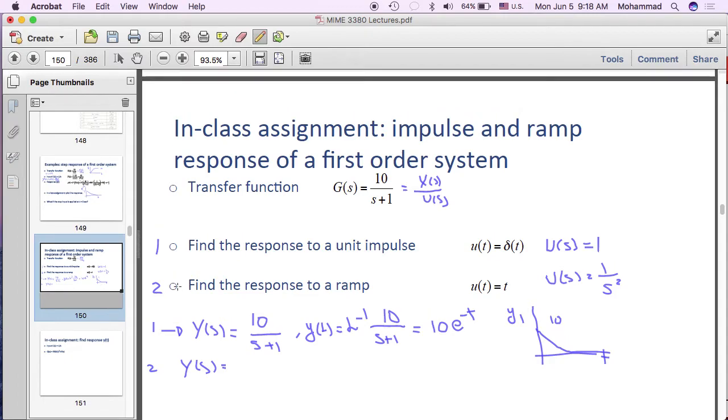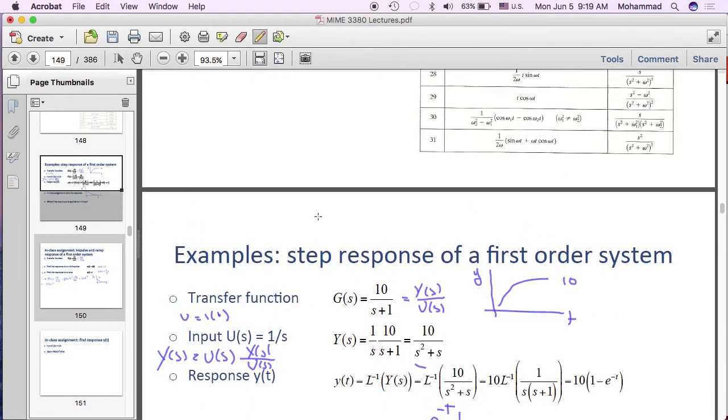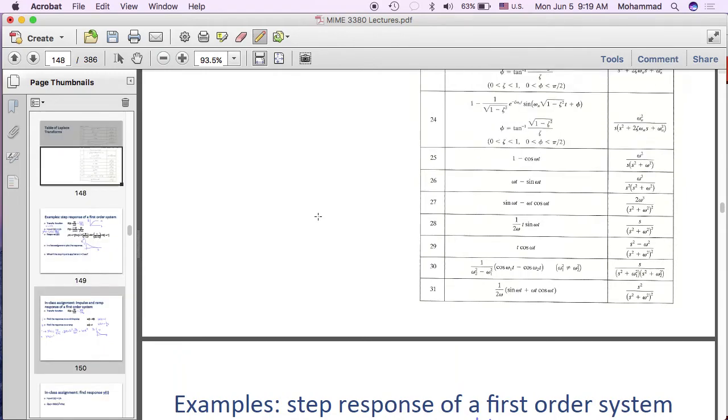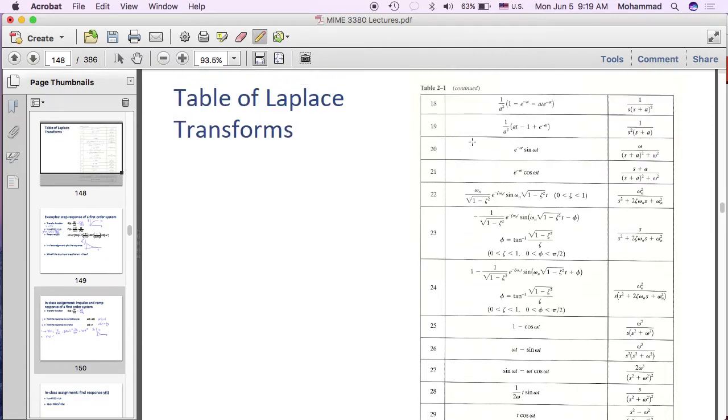Okay, you ready for the second one? Ramp input. So for ramp input, the Laplace transform is 1 over s squared. So y of s becomes 1 over s squared times u of s times 10 over s plus 1. So y of t is the inverse of this function. Do we know what that is? Let's go up. So it's s squared times s plus a constant. It's row 19 here.